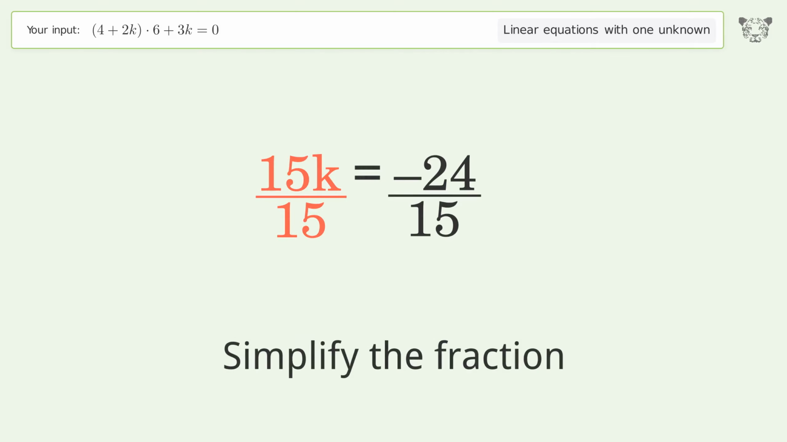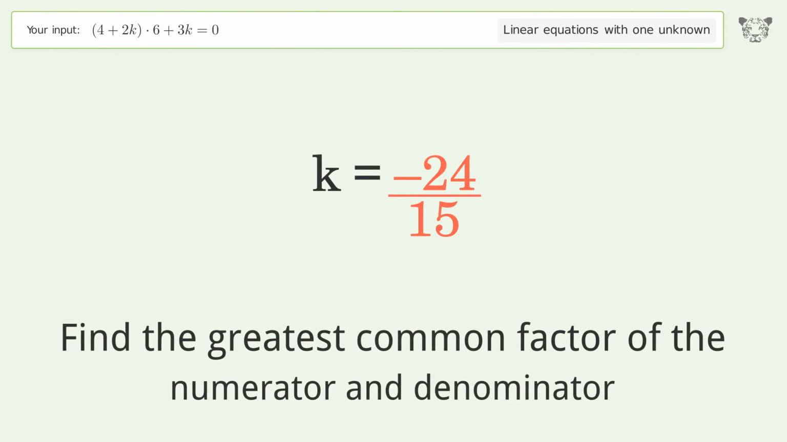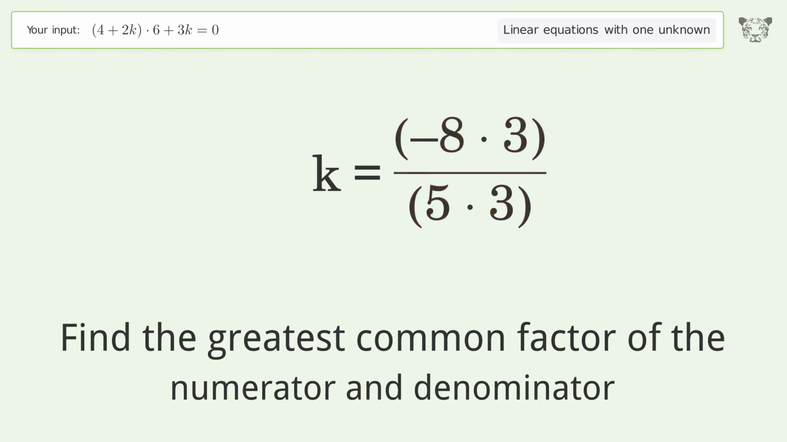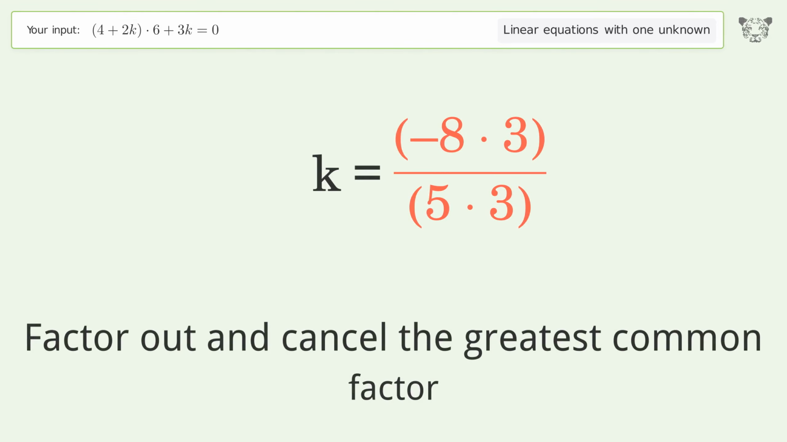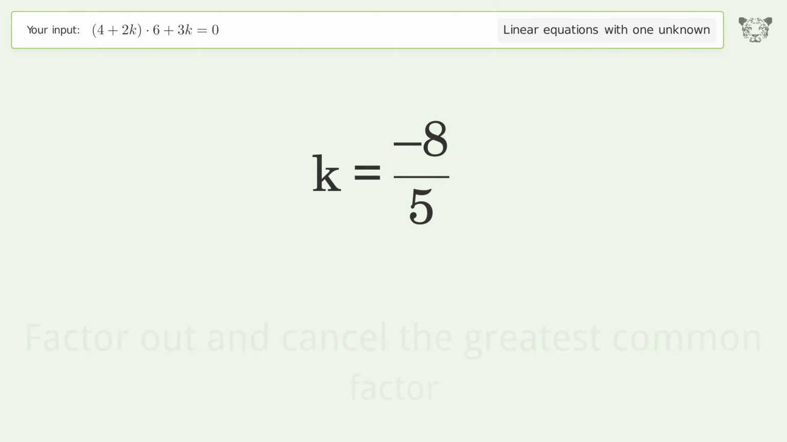Simplify the fraction. Find the greatest common factor of the numerator and denominator. Factor out and cancel the greatest common factor. And so the final result is k equals -8/5.